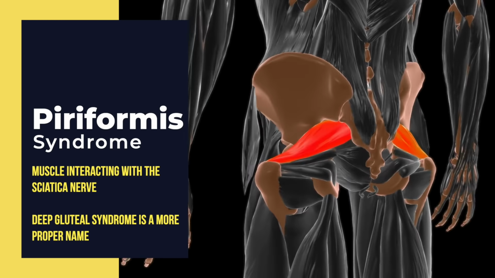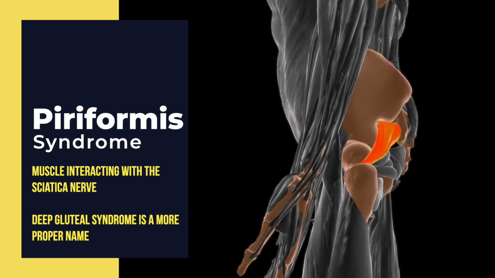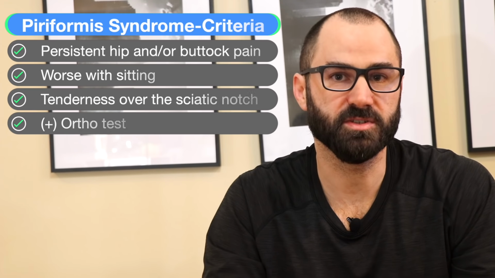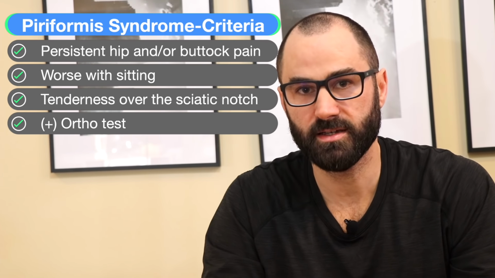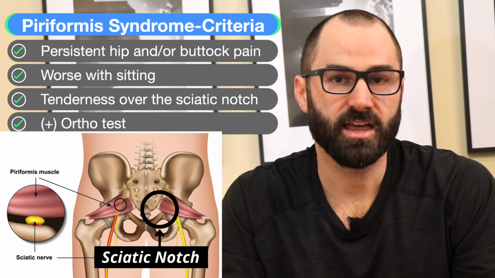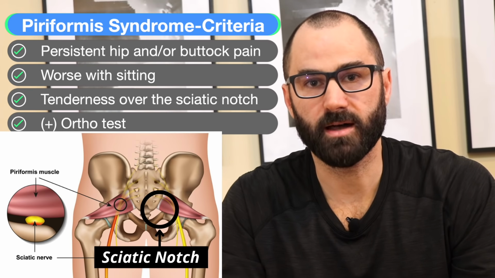So piriformis syndrome. This is the muscle in the buttocks that is irritating the sciatic nerve. Now this is kind of a misnomer, as it should be called deep gluteal syndrome, as there are other structures in that area that can also irritate the sciatic nerve. But a cardinal sign for piriformis syndrome is persistent hip or buttocks pain, worse with sitting, tenderness over the sciatic notch, and there are a couple of orthopedic tests that may be helpful.